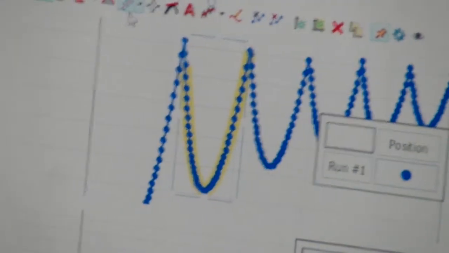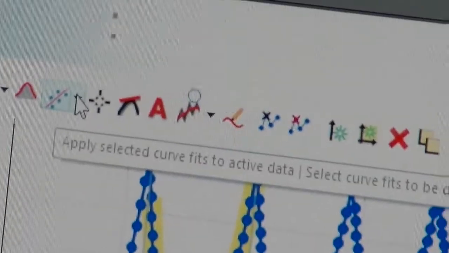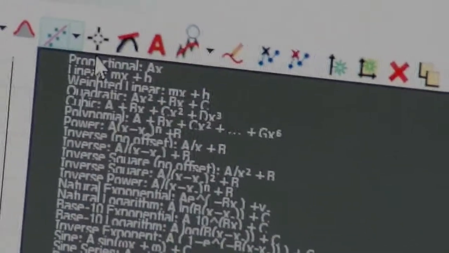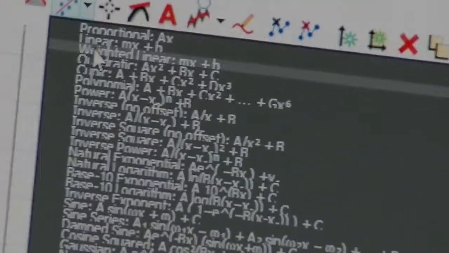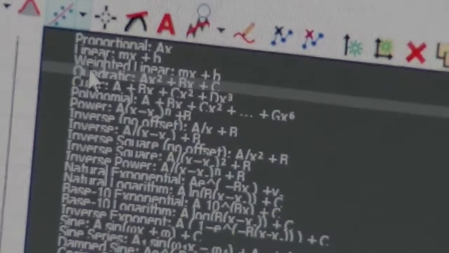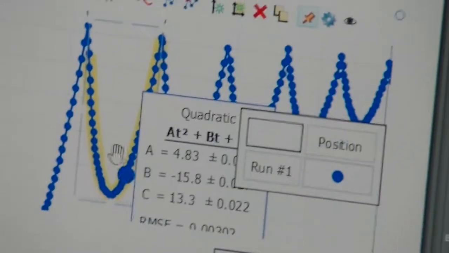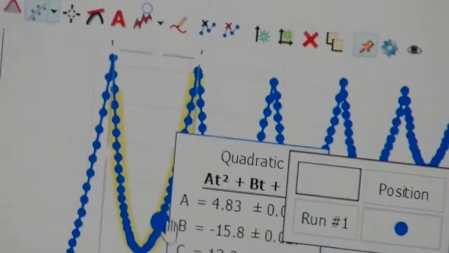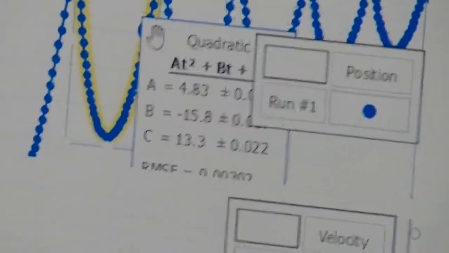To fit, we just click on the seventh button from the left. There's a drop down menu with a list of functions that we can fit on the data. But we know that the data will be a parabola, or rather quadratic, so it will fit something like y equals ax squared plus bx plus c. If we click on that, it will give us the fit. It's the yellow line, and you can see that it lies almost exactly on the points.